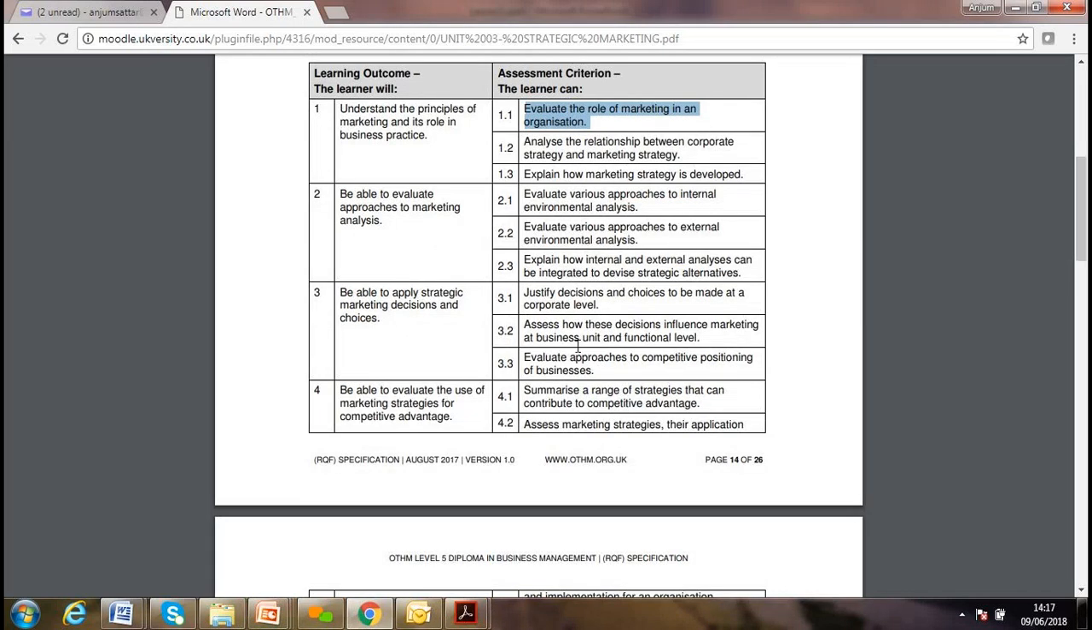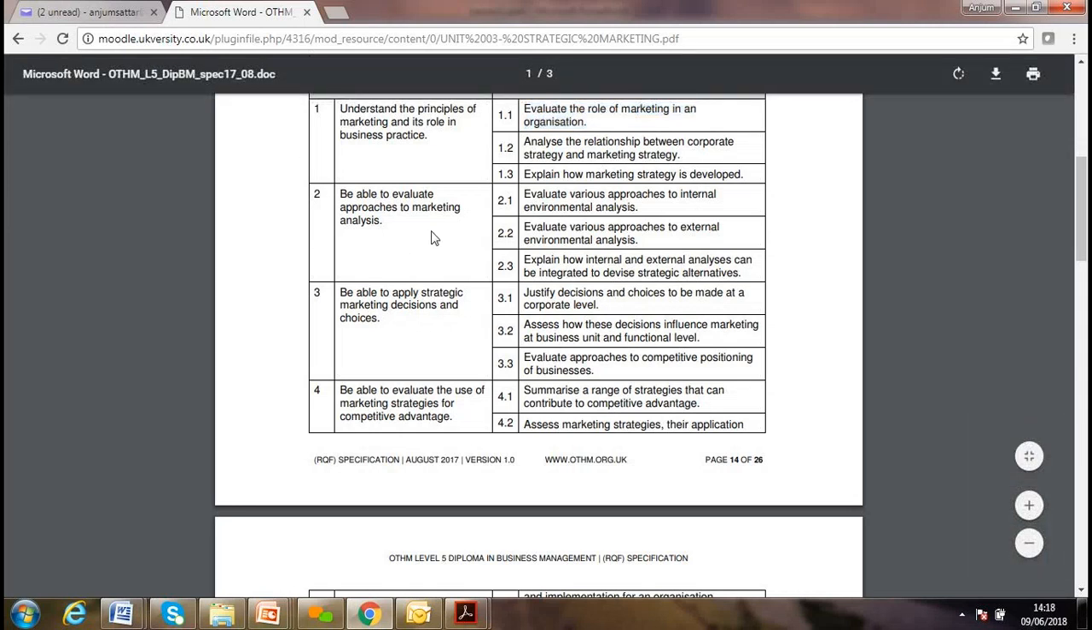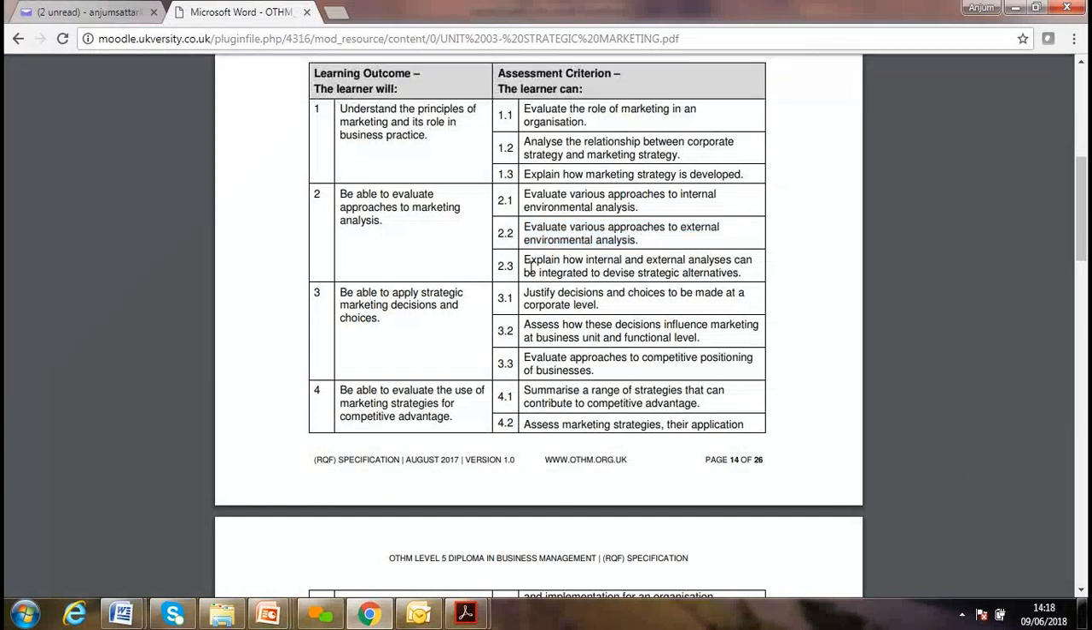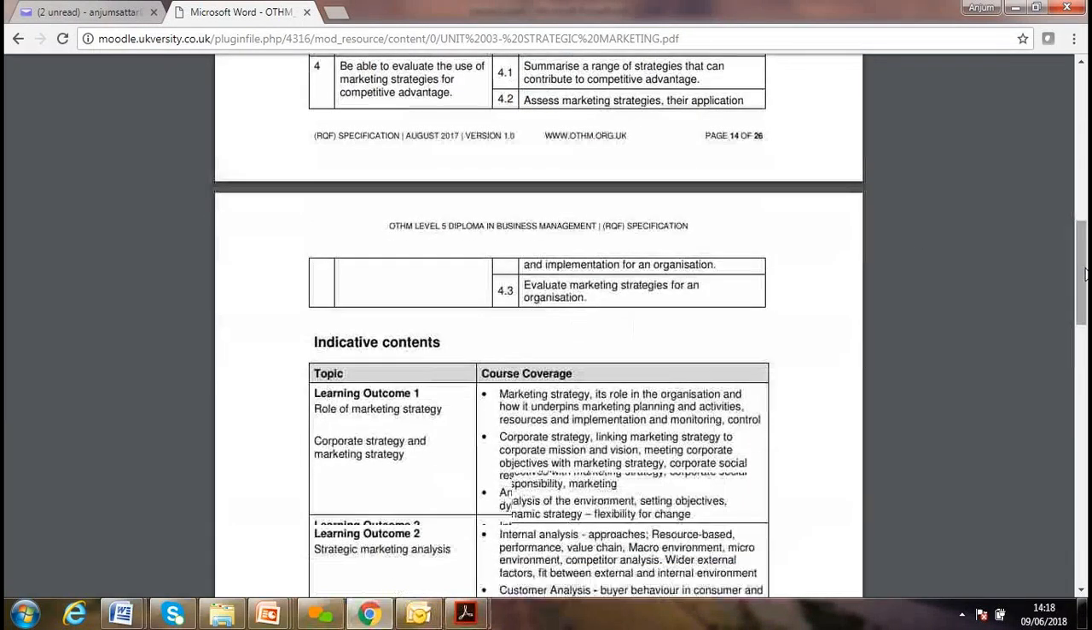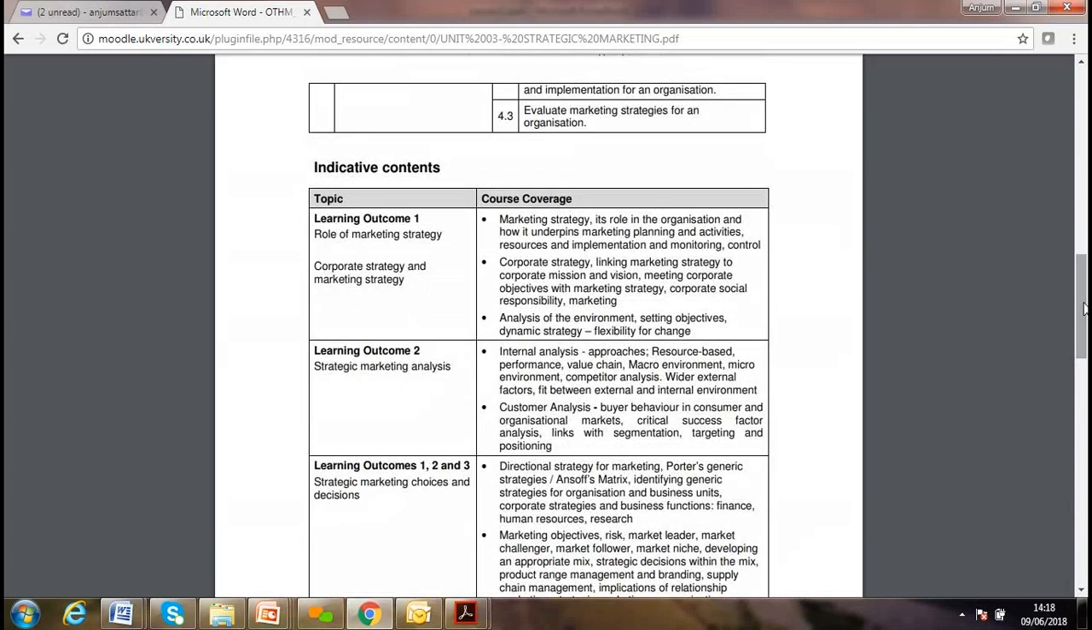Today is lesson two, and in lesson two we'll evaluate the various approaches of internal analysis. We'll go through the internal environment, and we'll discuss the external environment, which we also call the micro environment. We'll explain internal and external analysis and strategic alternatives, how we can choose different approaches. If we don't launch this product, which other product can we launch as an alternative? Alternative means a substitute, choosing one option instead of other options.